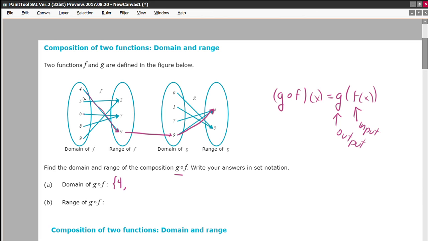Next, 6. F of 6 is 7. Is 7 in the domain of G? Yes, it is. And G of 7 is 4. Next, F of 8 goes to 7, and we know that 7 is in the domain of G, and G of 7 is 4. Then 6 and 8 are also part of the domain of the composition. Lastly, 9. F of 9 is 2, but 2 is not in the domain of the output function, so it cannot be in the domain of the composition function.